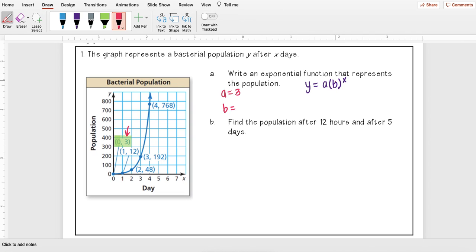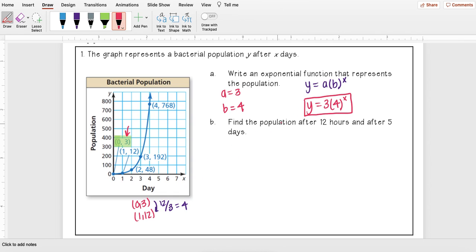And then my b is whatever I'm multiplying y by each time. So let's just take those first 2 points, 0, 3, then 1, 12. I need to figure out what I am multiplying y by each time. How do I get from 3 to 12? You can either see that right away, that's 4, or you can take that second number divided by the first: 12 divided by 3, and you get 4. Now I can plug those in. So my function is y equals a, which is 3, b, which is 4, to the x power.